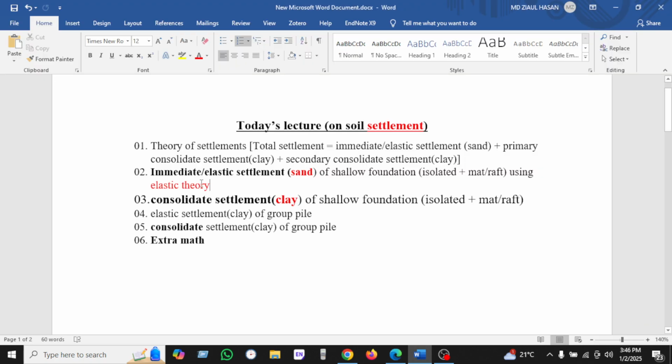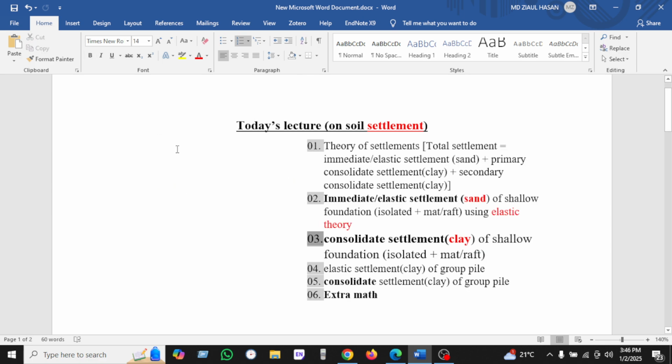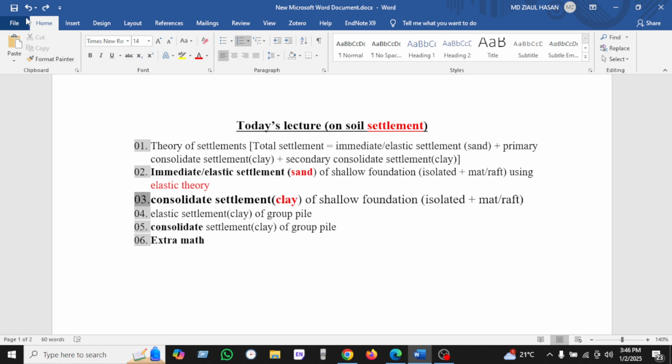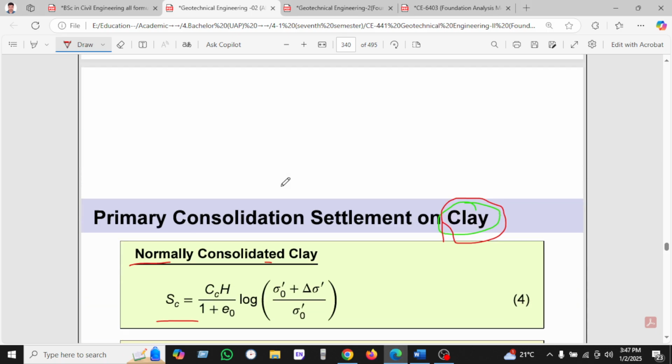So these are the immediate settlement or elastic settlement, which is completed. Now we'll see the consolidation settlement. Now we'll see the consolidation part 3, consolidation settlement of shallow foundation of isolated footing. So let's see, this is very important for the calculation.